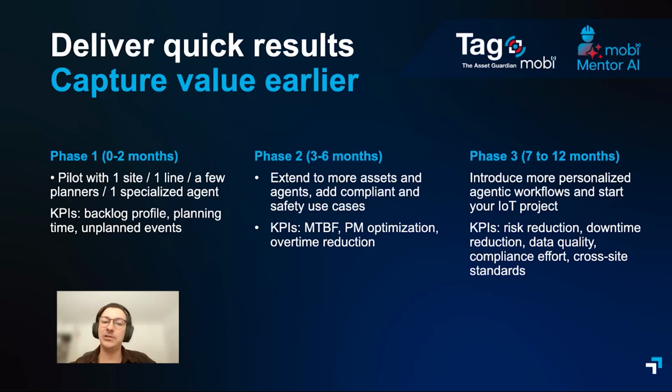Then we can get into more of a phase 2, so extend to more assets, more users, see how things go, and this is where we can really see some impact on PM optimization, backlog reduction, and overtime reduction. And then phase 3 would be for larger AI deployment, where we could really build AI agents that are specific for your assets, for your business, for your users, and this can get quite sophisticated. This is a larger commitment on both AI consumption credits, but mostly on your time, to learn the AI and build your own workflows.